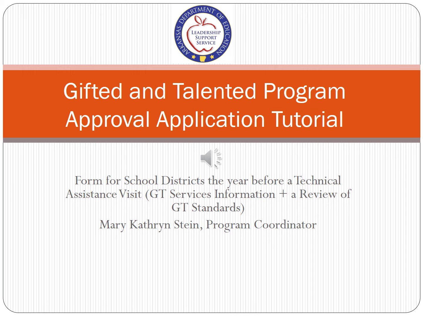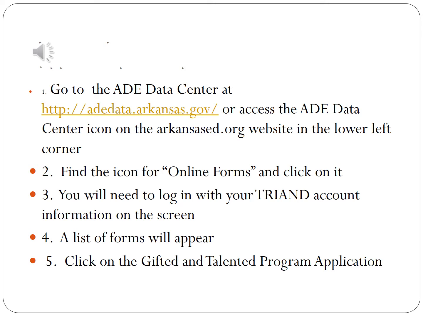The first step in completing your annual GT program application is to access the application online. Here are the steps involved in finding your district's online application form. First, go to the ADE Data Center at the address provided or access the ADE Data Center icon on the arkansased.org website in the lower left corner. Find the icon for online forms and click on it.